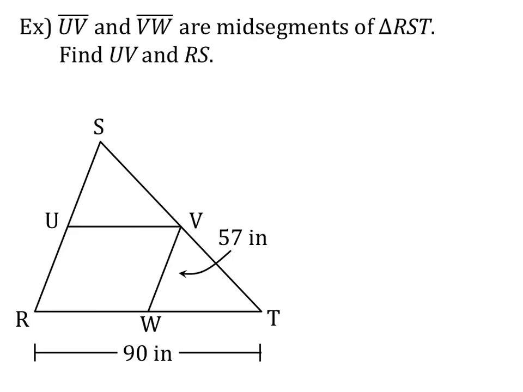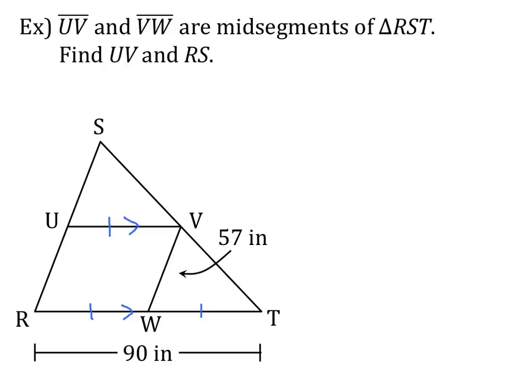UV and WV are midsegments of triangle RST. Find UV and RS. Well, let's think about what we know from our midsegment theorem. If UV is a midsegment, then that means UV is parallel to RT, and we also know that UV is half the length of RT, so that means each of these three are all congruent to each other because we know the midpoint is the halfway point of the larger one. So those three segments, UV, RW, and WT, are all the same length.